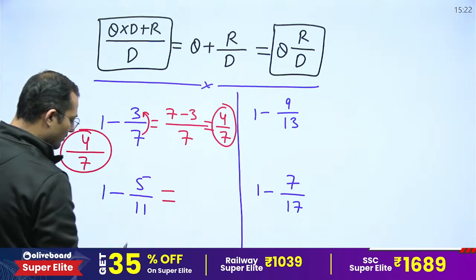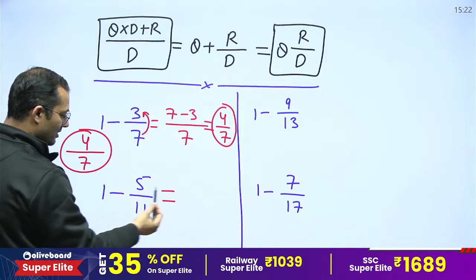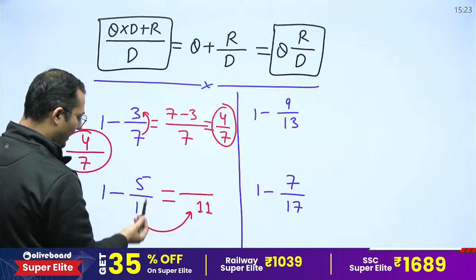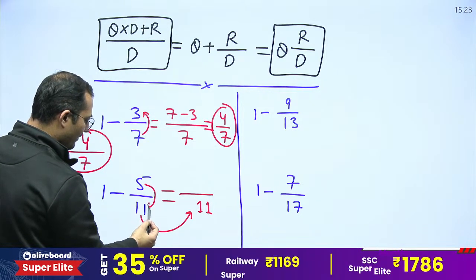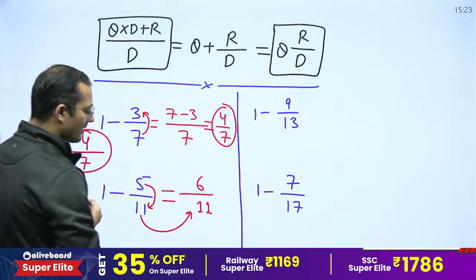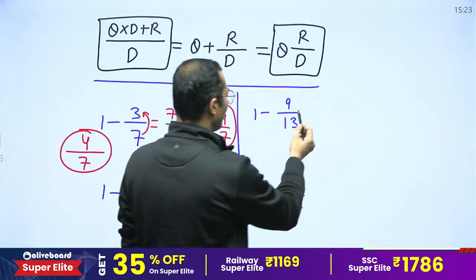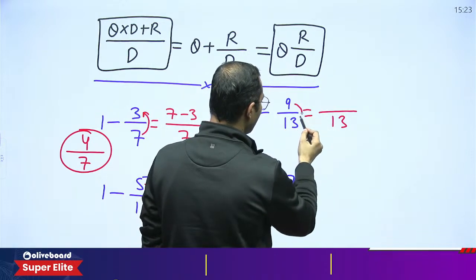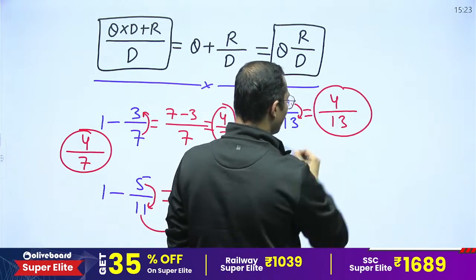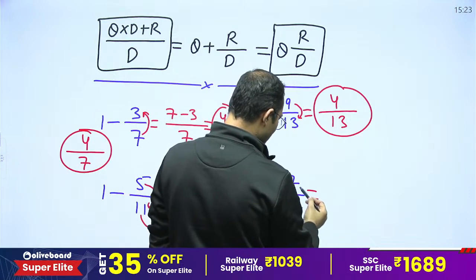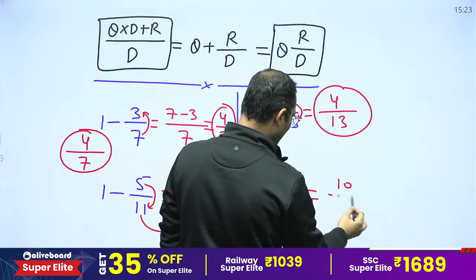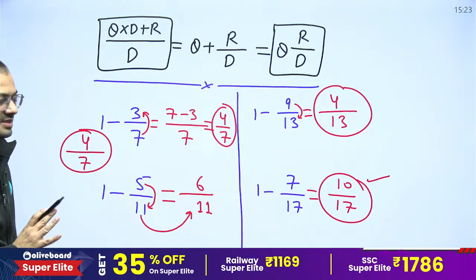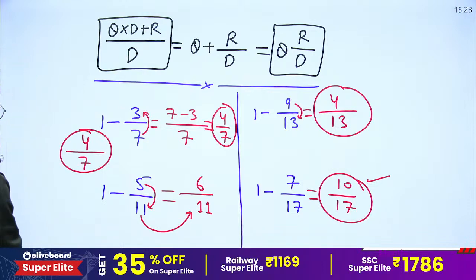Whenever we have to subtract a fraction from 1, directly we can say just take the denominator value as it is. Now subtract the numerator from the denominator. So 11 minus 5 is what? 6. 6 by 11 is the right answer. Likewise here we can say 13 as it is, 13 minus 9, so 4. So 4 by 13 is the right answer. Likewise 17 minus 7, so 10 by 17. Is this clear? I hope this is very much clear.